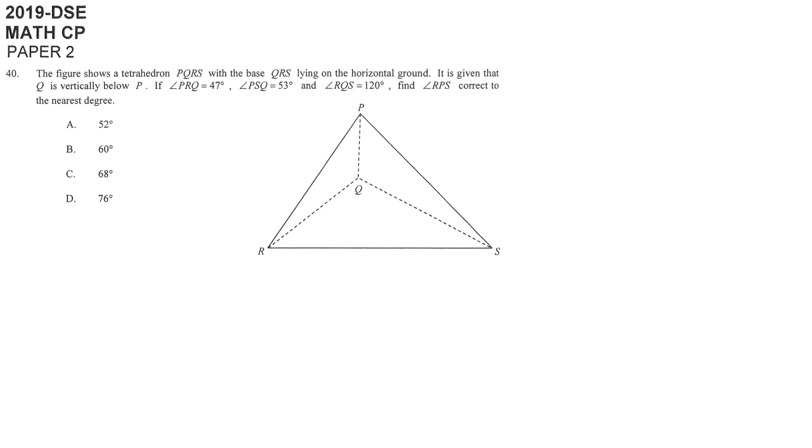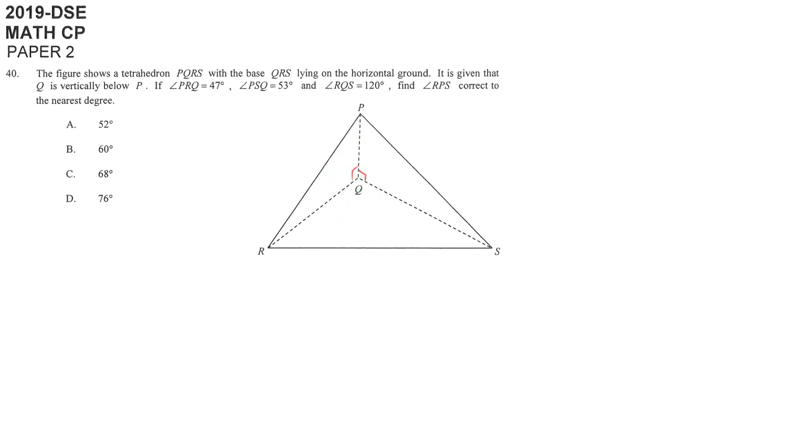So about our trigonometric questions, they say that QRS is a horizontal ground and then Q is vertically below P. This is a keyword, especially in paper 1. Ensure that P's projection to the plane is Q. Otherwise, you need to find the vertically downward point.